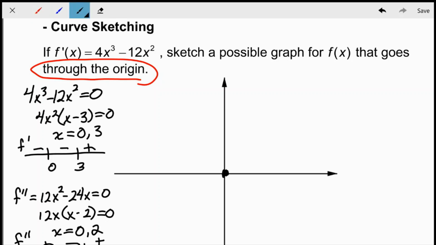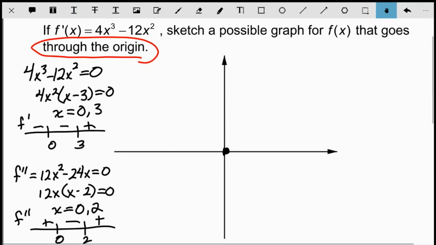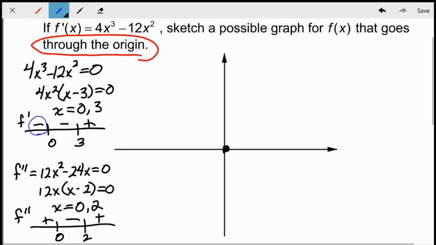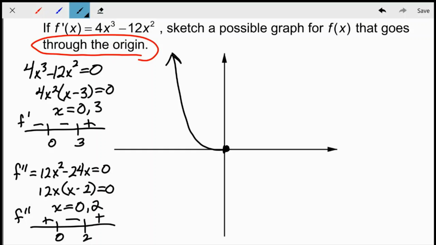And now what I need to do is sort of break this into pieces. And I'm going to use both of my sign charts at the same time to create this graph. To the left of 0, you can see that my function was decreasing and concave up. So decreasing and concave up, that means that to the left of 0, my graph's going to look something like that. Okay, so now the other points that are going to be important are going to be out where x is 2 and where x is 3.